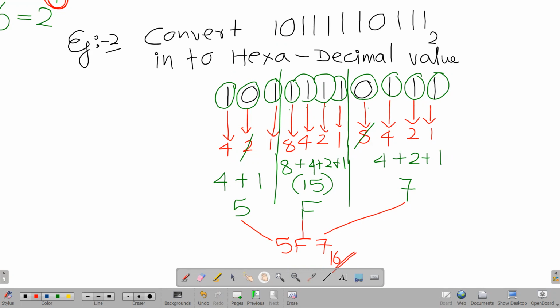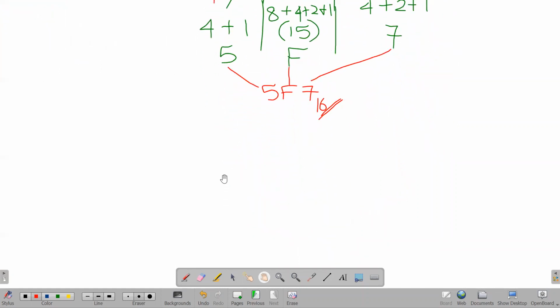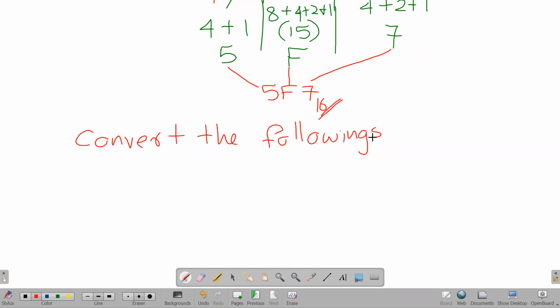Okay, it seems everyone is done. So we are about to do some calculations. So here comes the calculations. So you can write it with me. Convert the following into octal and hexadecimal.